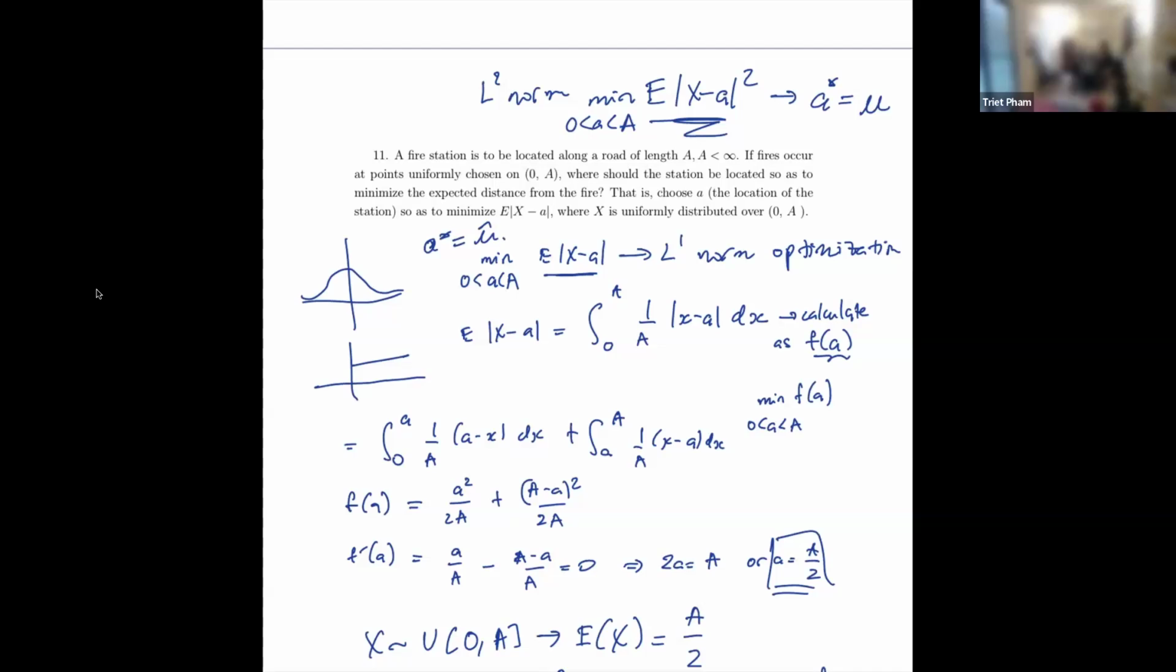But here it all collapsed down to one single answer because the uniform is symmetric. So you don't see the distinction between L2 and L1 optimization. You don't see the mean versus the median. We'll have a very similar problem coming up in the next problem set that deals with the exponential, which is not symmetric. And there you will see the difference between the mean and the median.